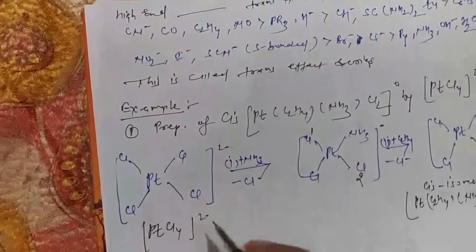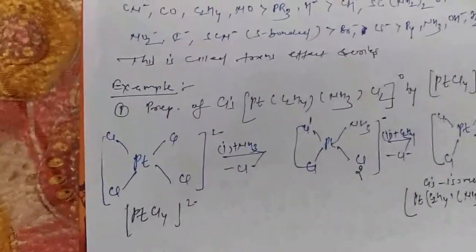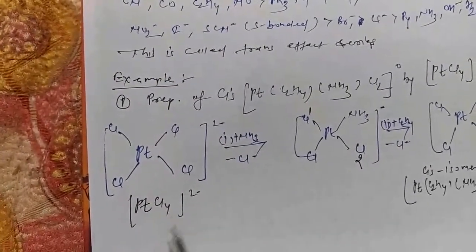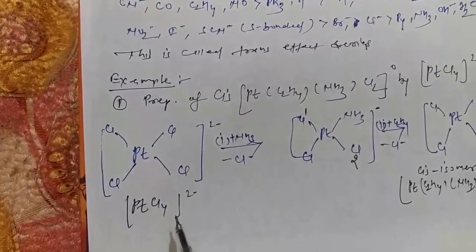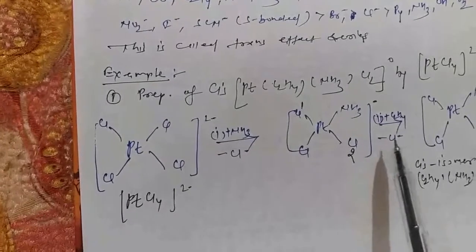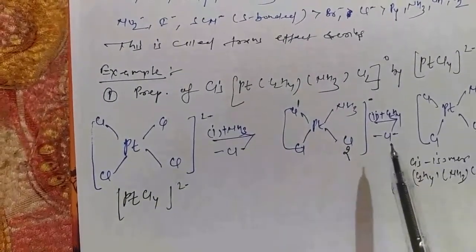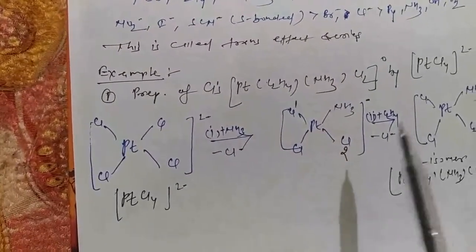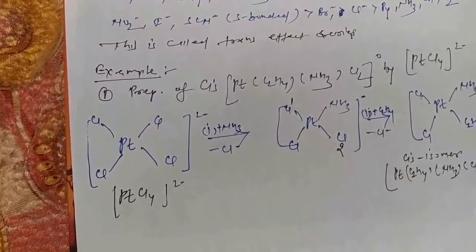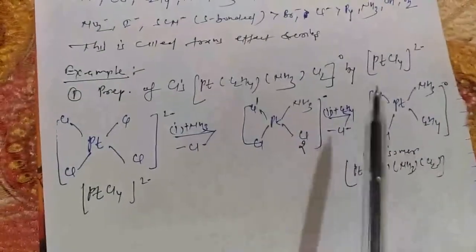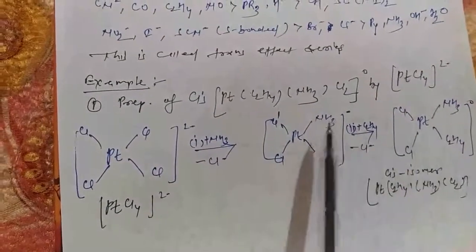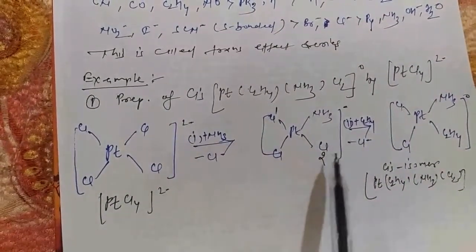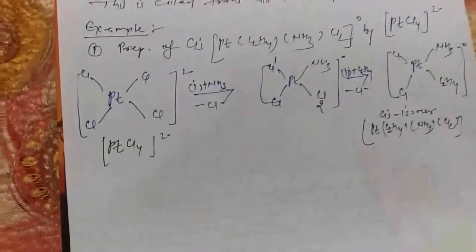This is made from PtCl4 2 negative. So in the first step, you can replace any of the chloride ions, out of the four. Now in the second step, the chloride ion has a greater trans effect than ammonia, so we have a choice to replace this one. So this is the preparation of cis.